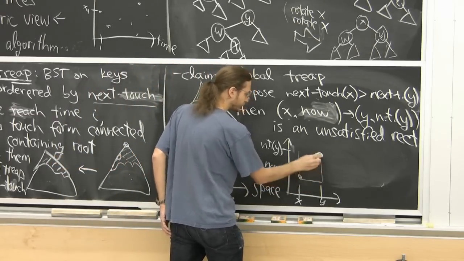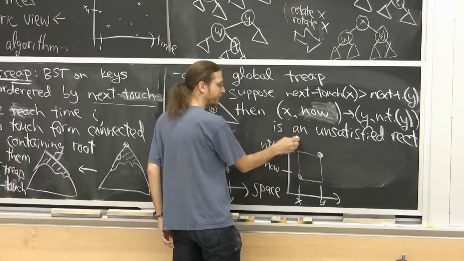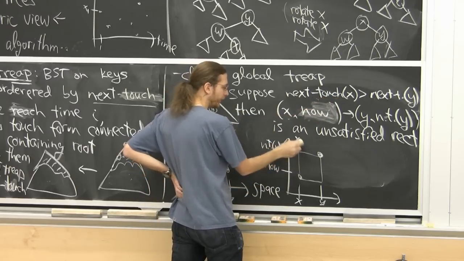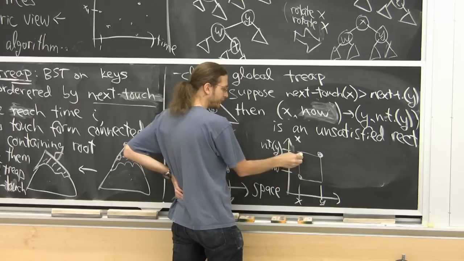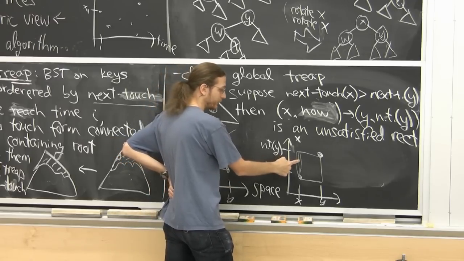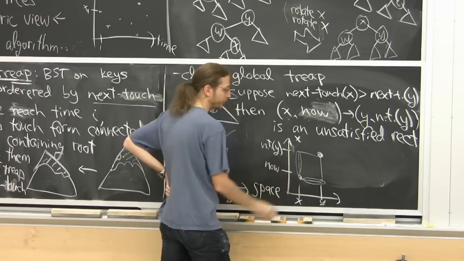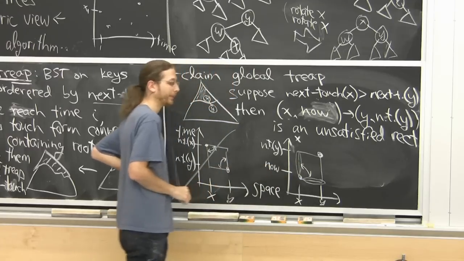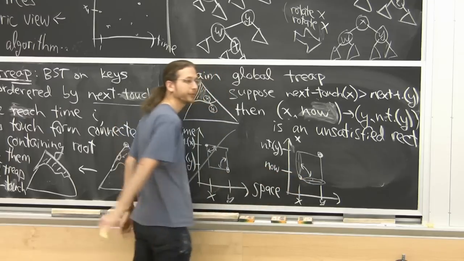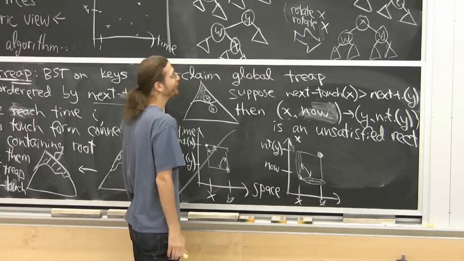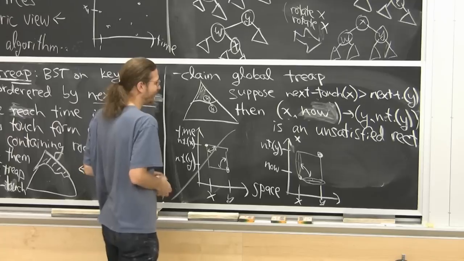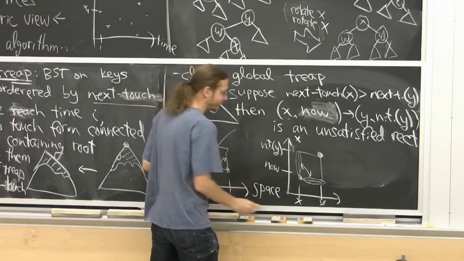What we learn, what we know is the next access to x is sometime in the future. That's what we're told here. Next touch of x is greater than next touch of y. So next touch of x is up here, which means this is empty. Okay? If that's empty, this better not be empty. Right, that's what we claim. One of these two has to have a point in it. This one's empty, so this better not be empty. Suppose it's not empty. Should be the correct scenario.